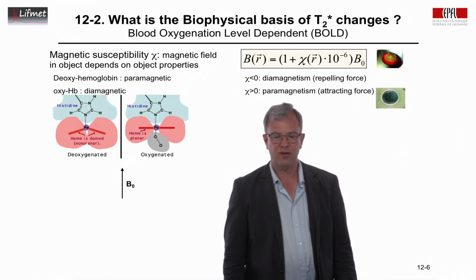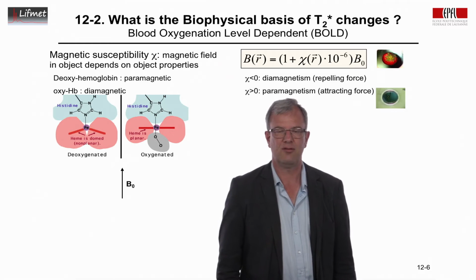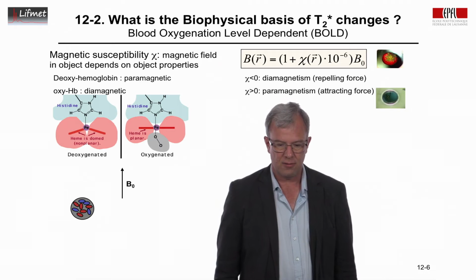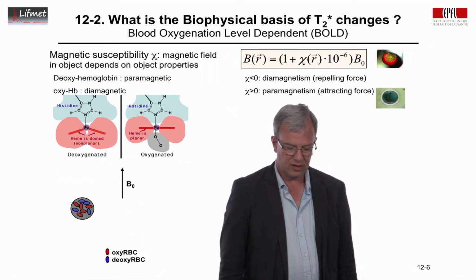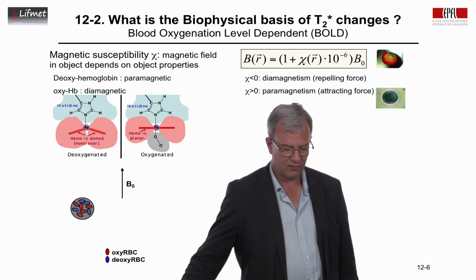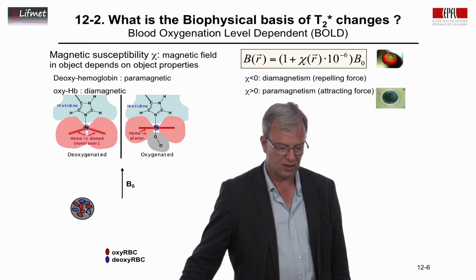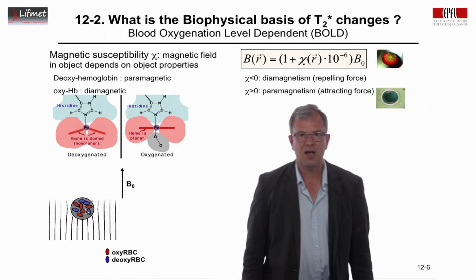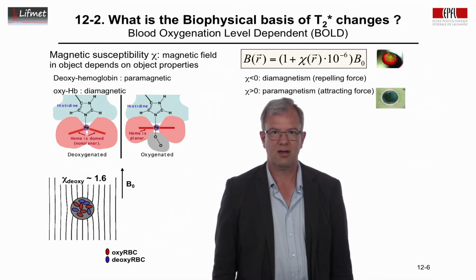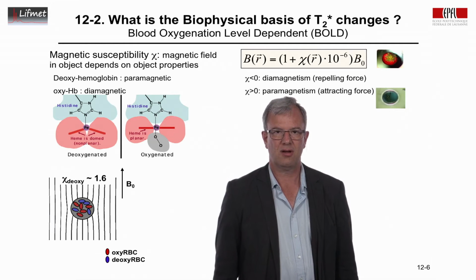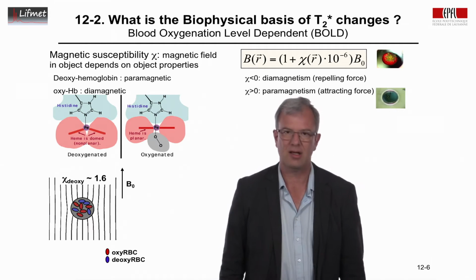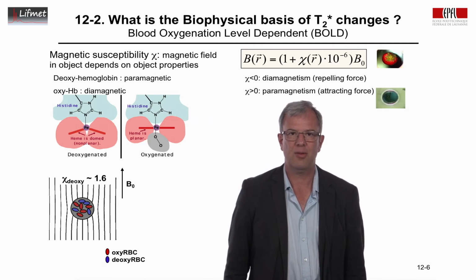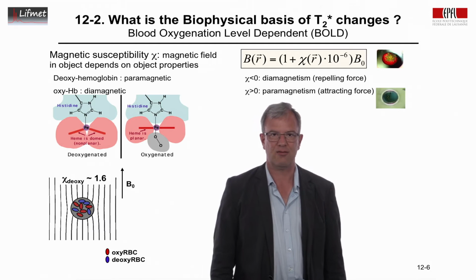So now what happens if we are looking at a blood vessel that's put into an external field B0 like this? And here we have the situation with a lot of deoxygenated red blood cells. We have a number of red blood cells here that are deoxygenated. They are in blue. In red are the oxygenated red blood cells. The susceptibility of deoxyhemoglobin is 1.6. So what now happens is there is a distortion in the magnetic field that is generated.